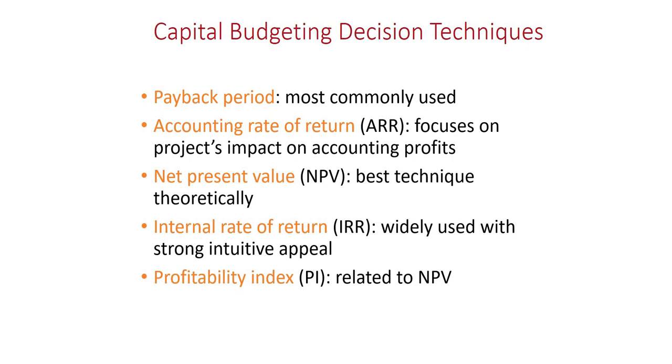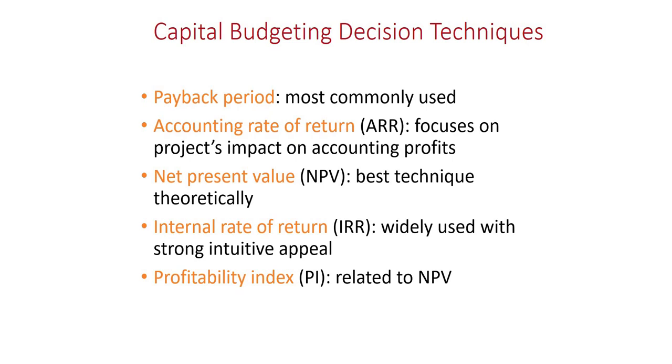We've got the payback period. Apart from being the most commonly used, it's the easiest one. You can come up with the payback period without even having gone through this chapter. The accounting rate of return focuses on the profits. Remember, we said a capital budgeting decision should focus on cash flows. This one focuses on the profits. Payback period does not concentrate on cash flows. It concentrates on time because it's a period.